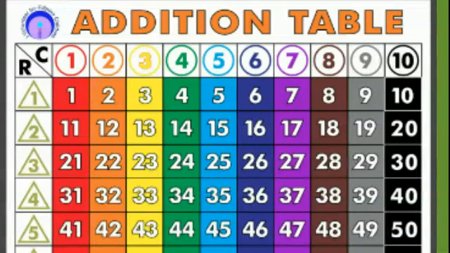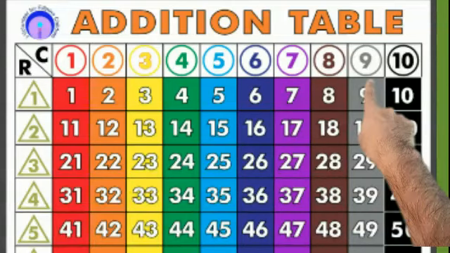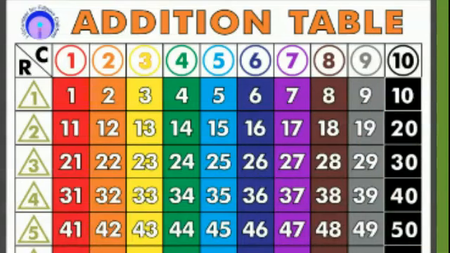The 9th column, or column 9, is colored gray. All numbers under this column end in 9. And the last column is colored black, and all the numbers end in 0.